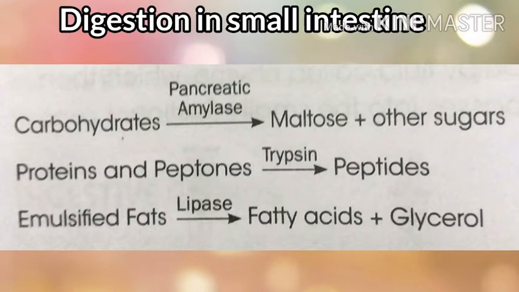Carbohydrates are digested into maltose and other sugars with the help of the enzyme pancreatic amylase. Proteins and peptones are converted into peptides in the presence of trypsin. Emulsified fats are converted into fatty acids and glycerol by the enzyme lipase. These 3 enzymes, pancreatic amylase, trypsin and lipase, are present in the pancreatic juice secreted by the pancreas. So this conversion of food takes place in the duodenum.